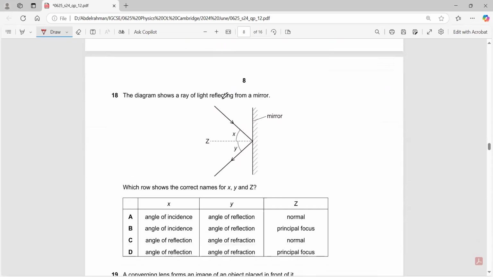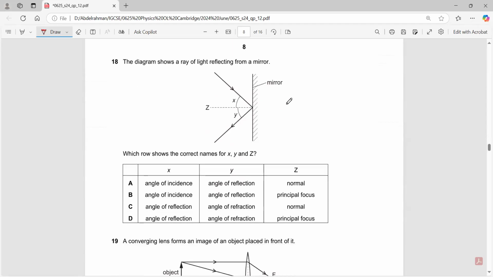Question 18. Diagram shows a ray of light reflecting on a mirror. Which row shows the correct names for X, Y, and Z? X, angle of incidence, Y, angle of reflection, and Z is the normal line.